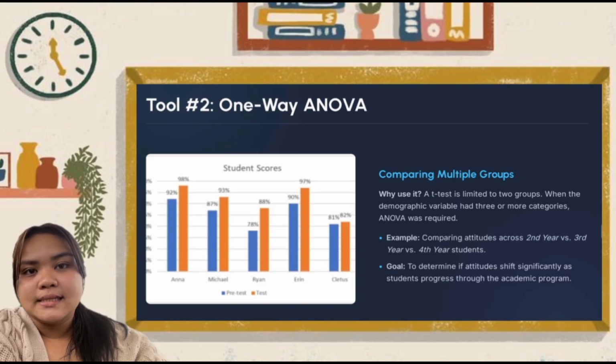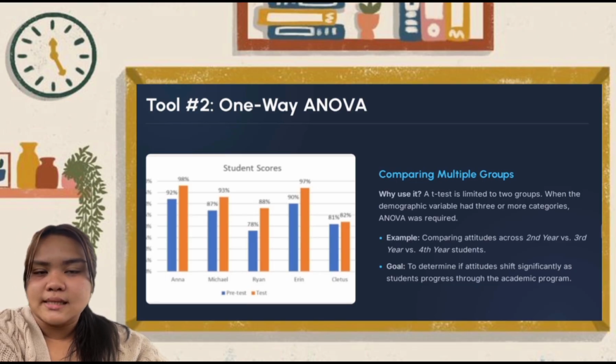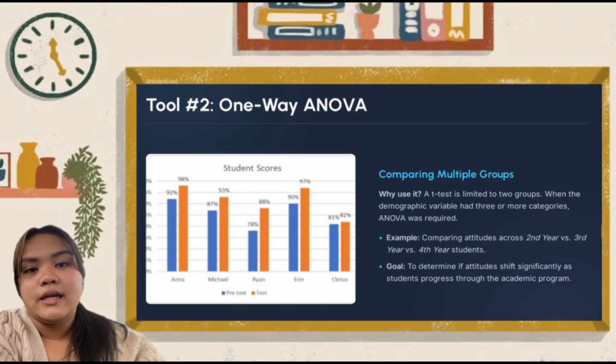Since a t-test is limited to comparing only two groups, ANOVA was required when the demographic variable had three or more categories. For instance, it can be used for comparing attitudes across second-year students versus third-year students versus fourth-year students. The goal here is to determine if attitudes shift significantly as students progress through the academic program.